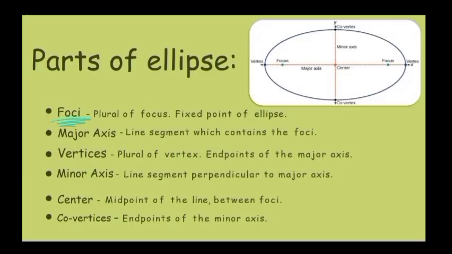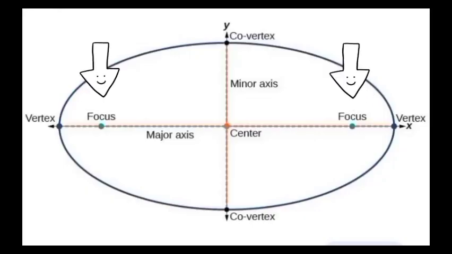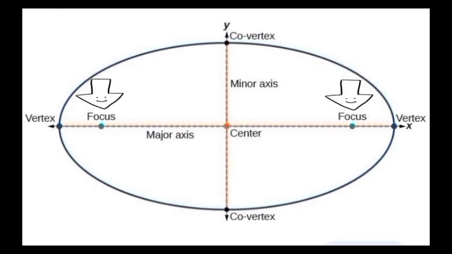First, we have the foci. It is the plural of focus, and it is also the fixed point of an ellipse. Since we have two focus points, which is focus 1 and focus 2, it is called foci.